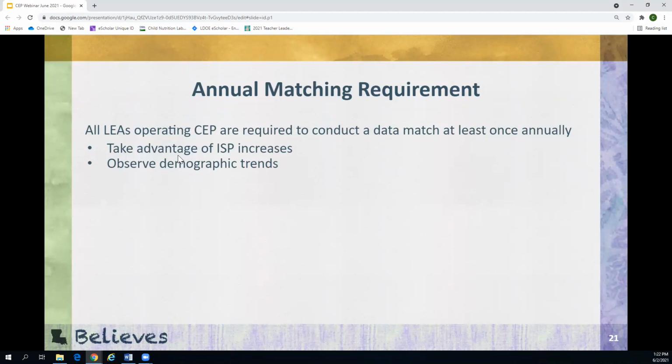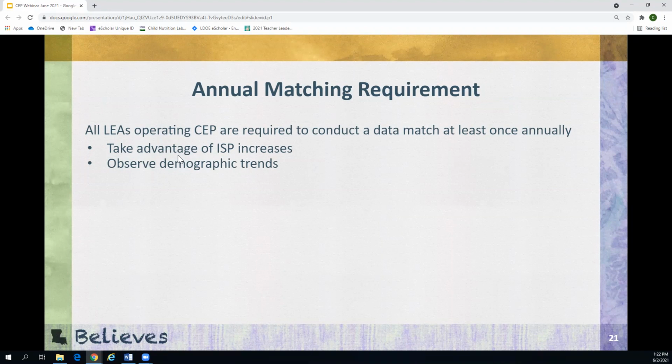So even school systems who do participate in CEP are still required to conduct a data match at least once annually. So usually we run those matches monthly. So we have those eScholar direct match files that are available monthly. And by federal regulation, you are required to do that at least 3 times a year if you're a traditional SFA. And if you're a CEP system, you are required to run that match at least once annually.